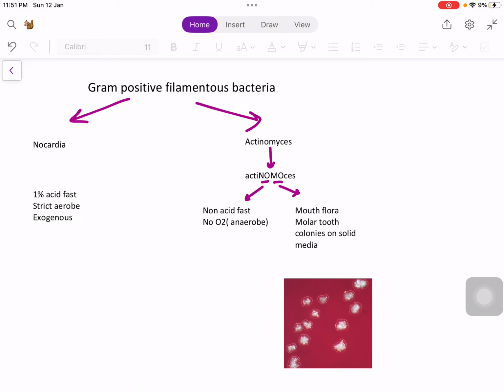No gives that actinomyces is non-acid fast. It requires no O2, that is, it is an anaerobe. From mo we get that it is part of the mouth flora and it produces molar tooth colonies on solid media, which is shown in the figure below. Whereas nocardia is 1% acid fast, it is strict aerobe, and it is not a part of human flora, it is found outside.